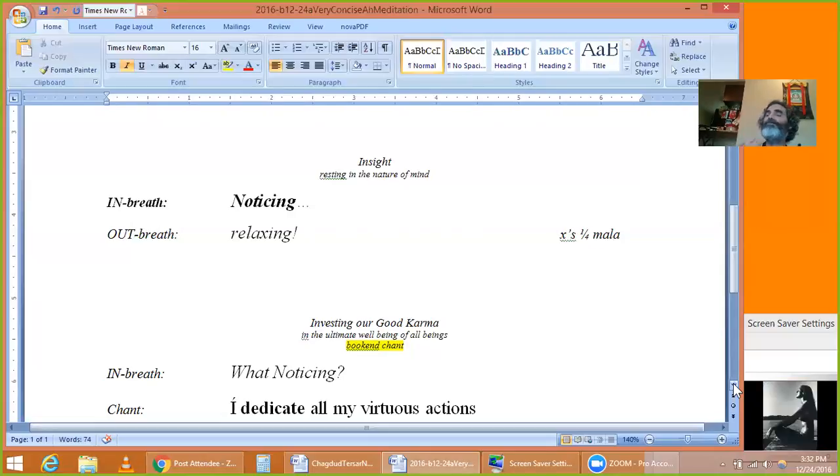Let's play with this right now for a quarter mala, or the remainder of a quarter mala, which is approximately 25 breaths. Eyes open, we don't want to hide from reality.